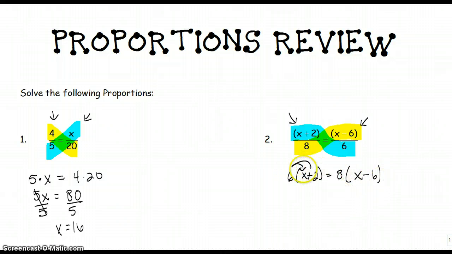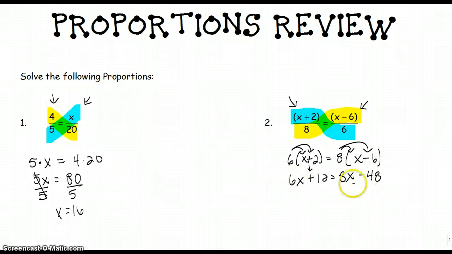Here, in order to solve, we have to distribute the 6 and the 8 inside to the parentheses. So you say 6 times x is 6x plus 6 times 2 is 12, and the plus just comes right down. Equals 8 times x, which is 8x, minus 8 times 6, which is 48. Here we know how to solve.